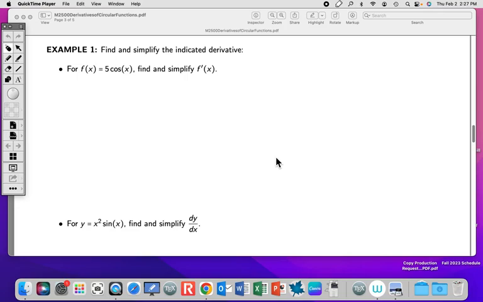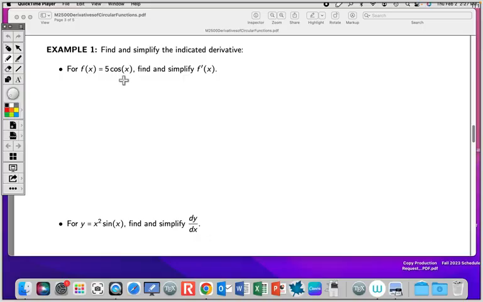Let's take a look at example 1, find and simplify the indicated derivative. So we're given f of x equals 5 times the cosine of x. We're asked to find and simplify f prime. So f prime of x is asking us to find the derivative. So we're taking the derivative of 5 times the cosine of x.